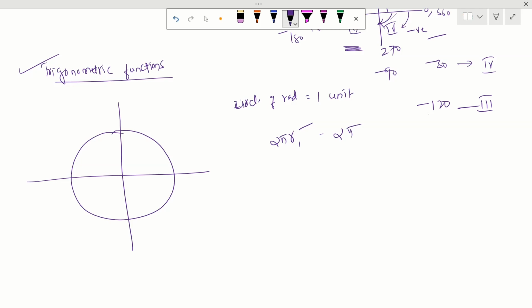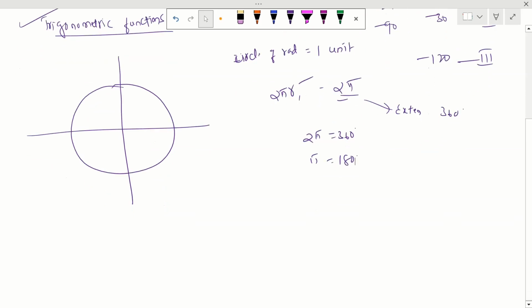The circumference is 2 pi, and we know that the circumference extends an angle of 360 degrees. Therefore 2 pi is equal to 360 degrees, as we discussed. Then pi is what? 180 degrees. So this is the radian concept, right?